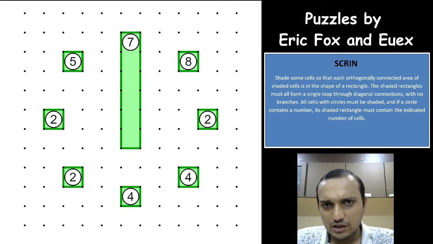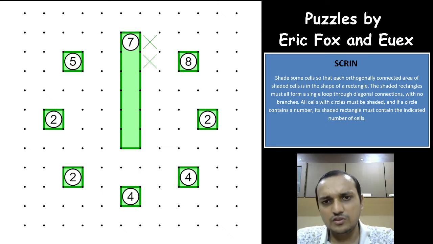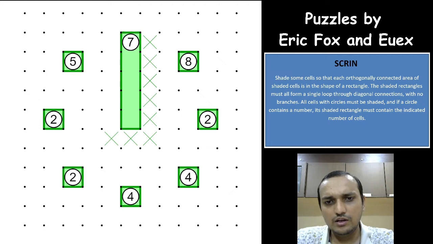Okay, 7 is the vertical line. It can start from here or here as well. So which means all of these are crosses here, right? All of these are crosses.